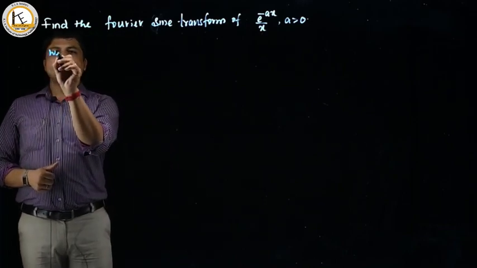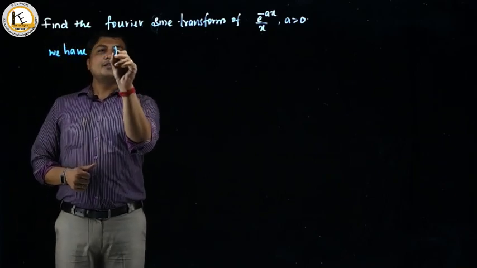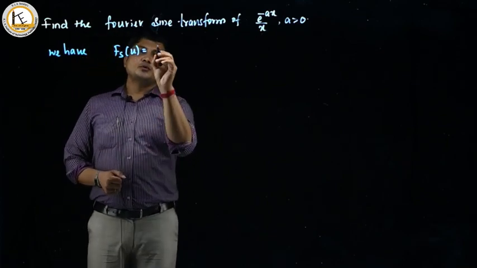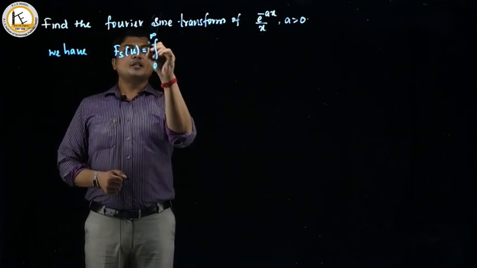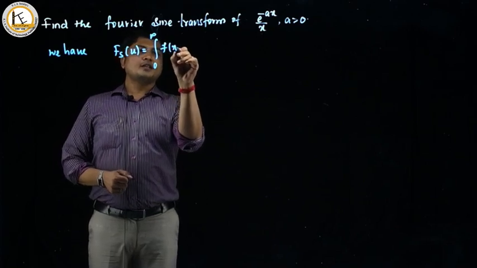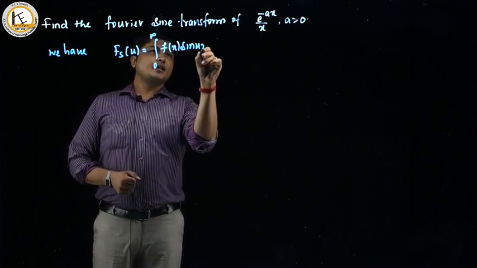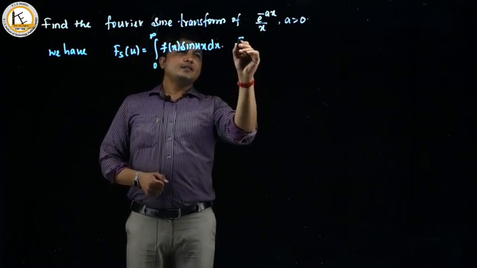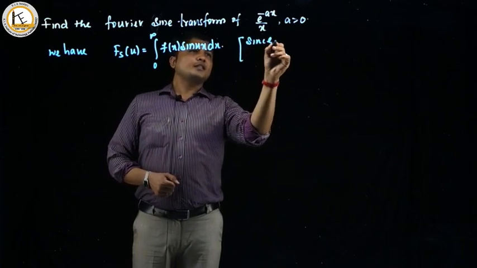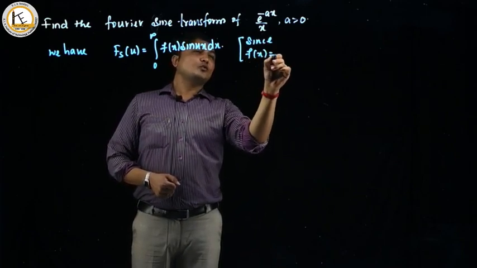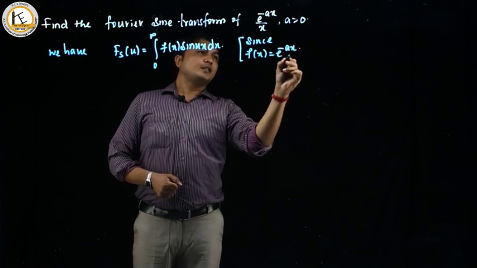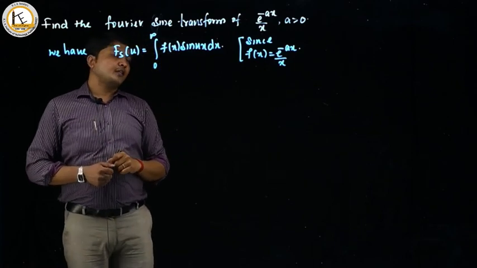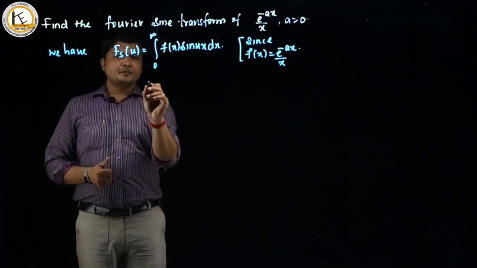So we have fs of u, that is the Fourier sine transform, is equal to integral 0 to infinity f of x into sin ux with respect to x. And since it is given that f of x is equal to e raised to minus ax divided by x, now we need to replace this f of x with e raised to minus ax by x.